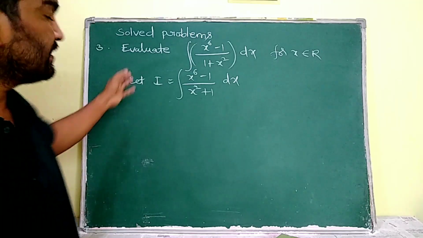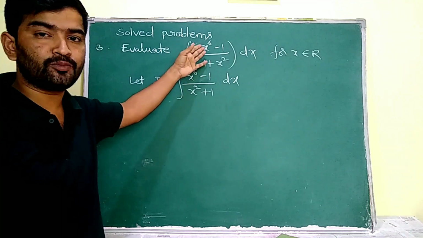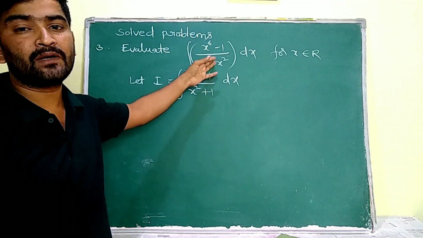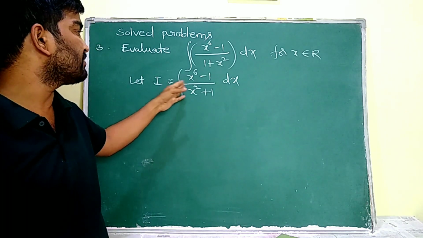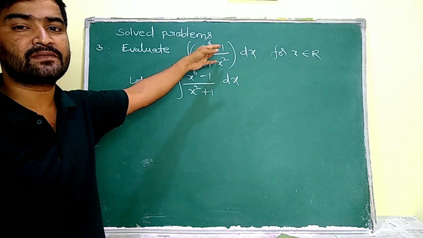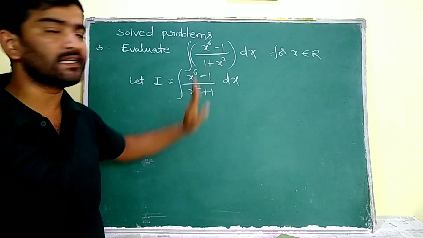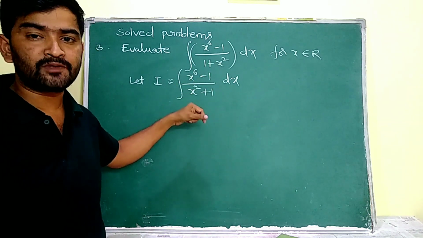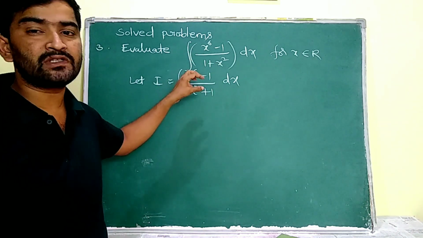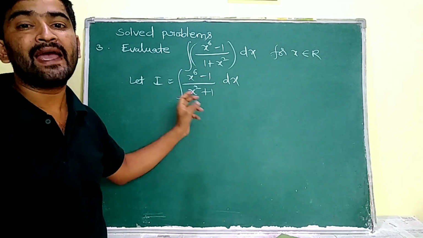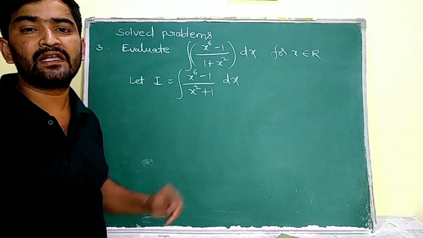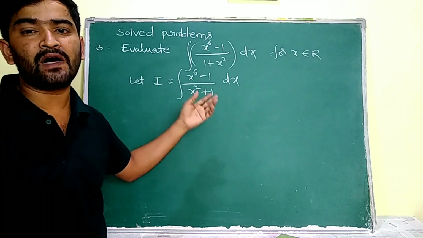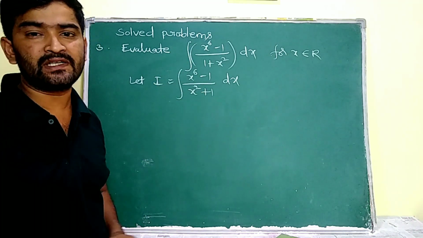See, evaluate integral x to the power of 6 minus 1 by 1 plus x square dx for x belongs to R. Firstly let us assume I is equal to integral x power of 6 minus 1 by 1 plus x square dx. Now firstly we have to observe whether the given question can be solved by using any of the formulas which we know. By observing this, there is no formula to solve this question directly.